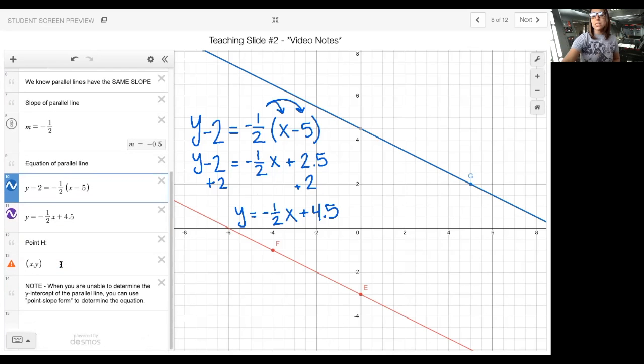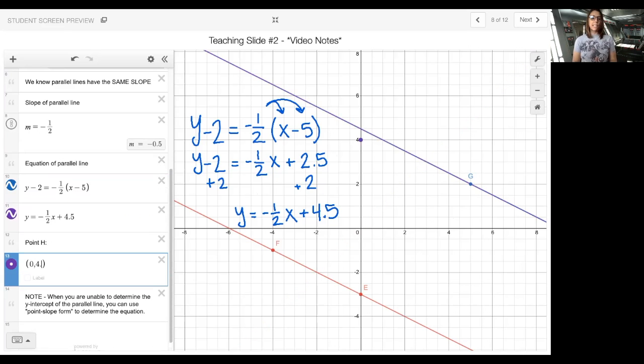So to name this mystery parallel line, let's identify a point H. And point H can pretty much be anywhere. I'm going to make point H the y-intercept because that's the easiest one for me to find, because I already did all of the math to get it into slope-intercept form.